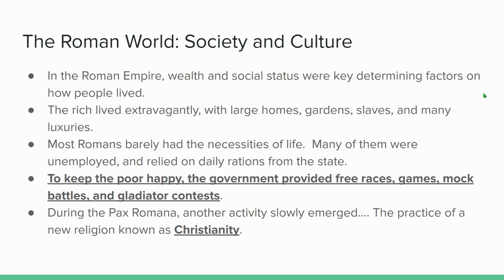So during the Pax Romana, another activity slowly emerged. And we're going to talk about this a lot more in depth in the next section. And this is the practice of a new religion known as Christianity.